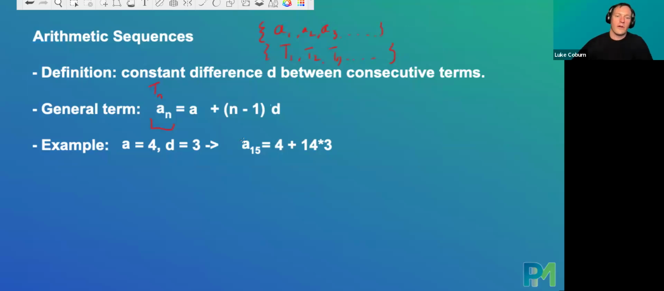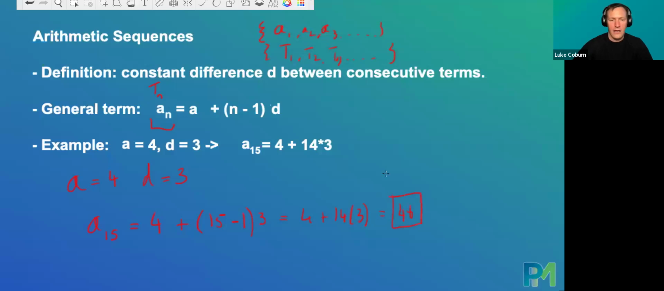Okay, so let's have a look at this one here. This is the formula that we can use for arithmetic sequences. If we had an arithmetic sequence with the first number in the list being 4, and the common difference being 3, then we could calculate A15, the 15th number in the sequence, by taking this formula here. We sub in for a, which is 4, plus n minus 1, so that's 15 minus 1, times 3, which is 4 plus 14 times 3. And 14 times 3 is 42, so this is 46.